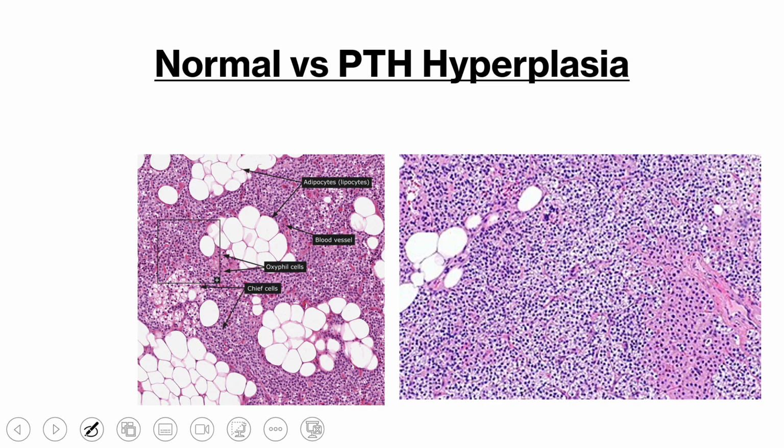There you can see there is a congested, large number of chief cells in comparison to the normal one. So this much for now.